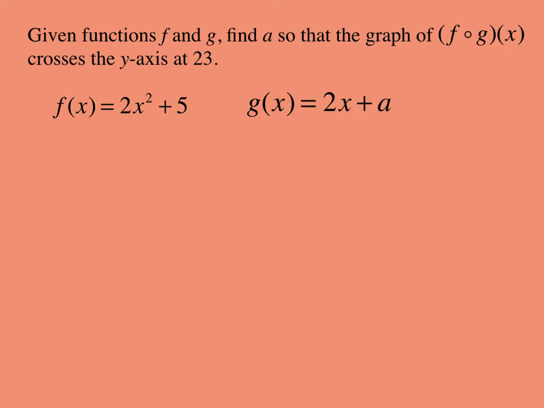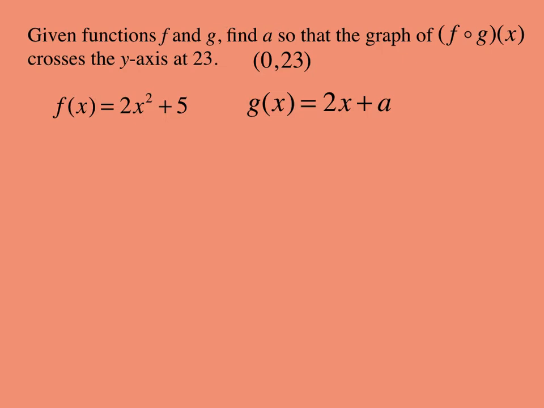We have a function f of x, which equals 2x squared plus 5, and g of x equals 2x plus a. And we're asked to find the value of a so that the graph of f of g of x crosses the y-axis at 23. So think for a minute about what that means. It means it goes through the point 0, 23, right?